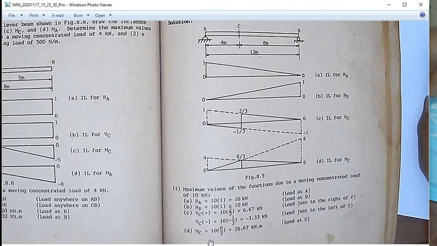Okay, and then finally, D. For letter D, your moment at section C would be 10 times this value, 8 all over 3, will give you 26.67.